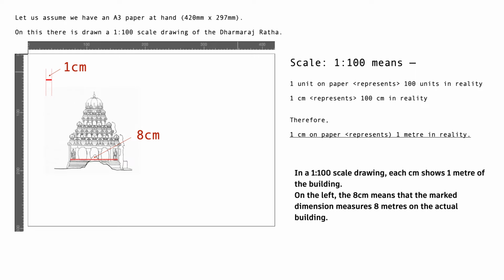So the scale 1 is to 100 means that 1 unit on paper represents 100 units in reality. 1 centimeter represents 100 centimeters in reality. So therefore 1 centimeter on paper represents 1 meter in reality. So in a 1 to 100 scale drawing, each centimeter shows 1 meter of the actual building. So on the left, the 8 centimeters which have been marked represents 8 meters on the actual building.